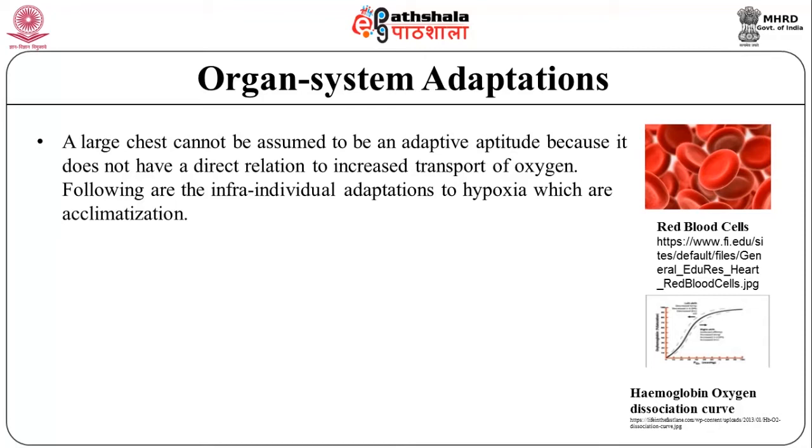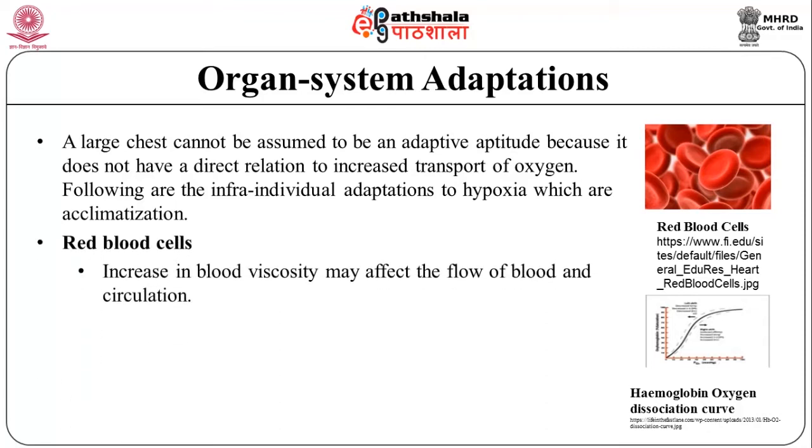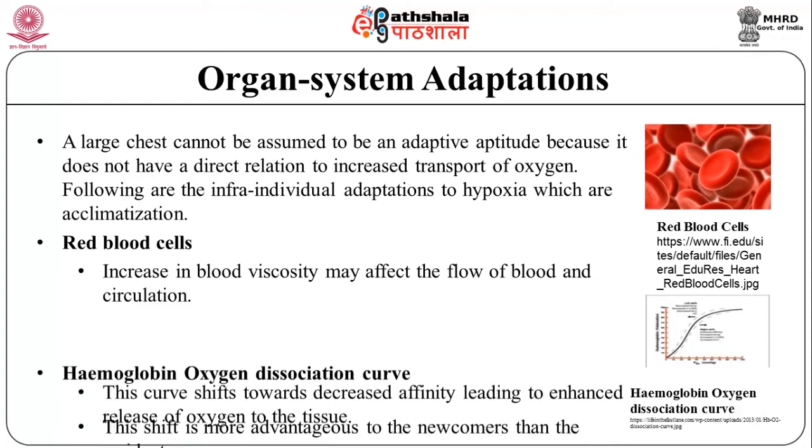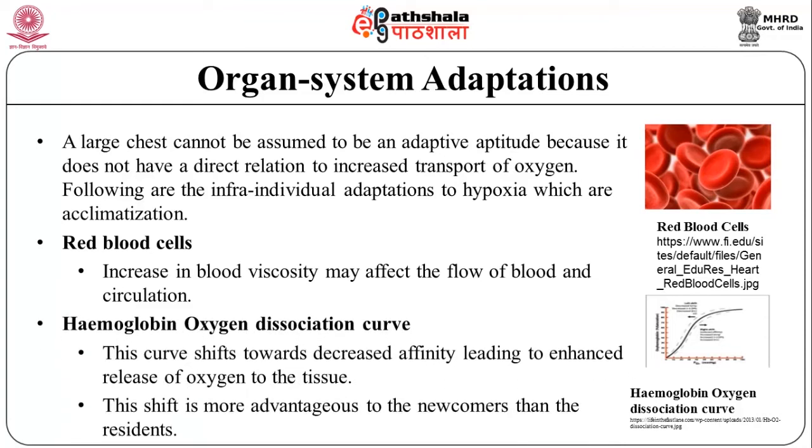Now, there are the following intra-individual adaptations to hypoxia, which are acclimatizational. The very first one is the red blood cells. It increases the blood viscosity, which may affect the flow of blood and circulation. Second is the hemoglobin oxygen dissociation curve. This curve shifts towards decreased affinity, leading to enhanced release of oxygen to the tissue. This shift is more advantageous to the newcomers than the residents.